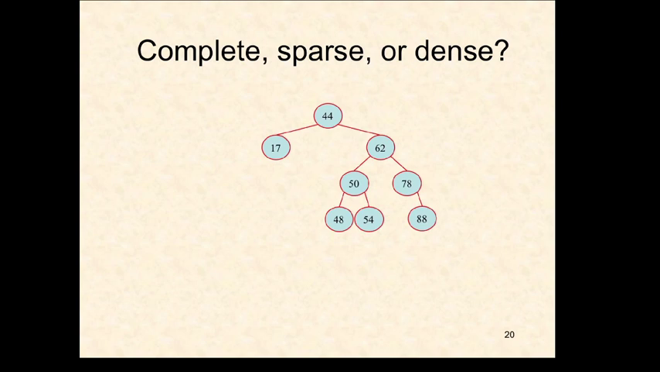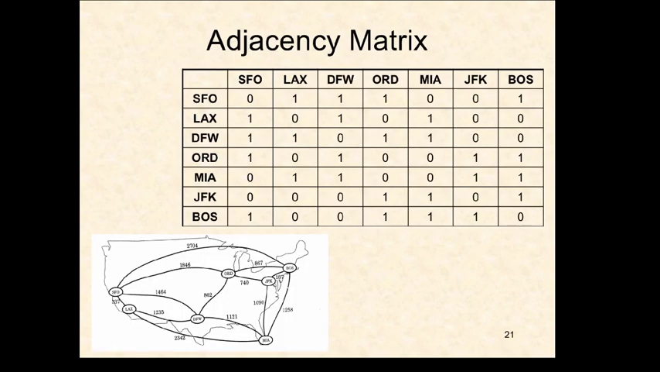Now, how many edges are there here? Well, if I've got V vertices, the number of edges in this graph is equal to the number of vertices minus 1, which is the minimum number of edges to get us a connected graph. So this one's definitely in the sparse category.